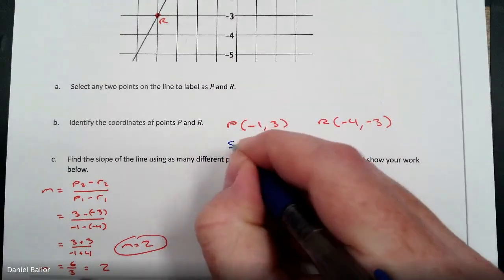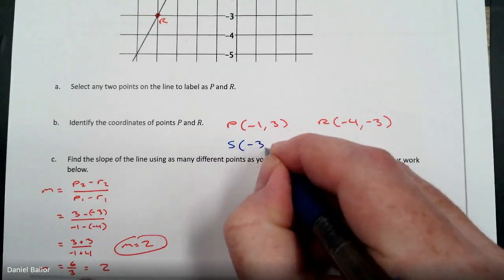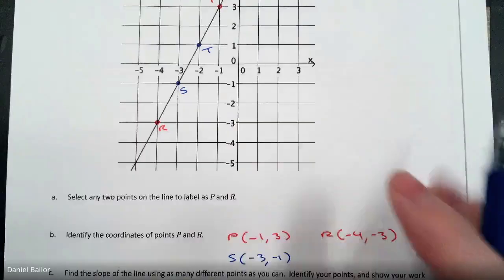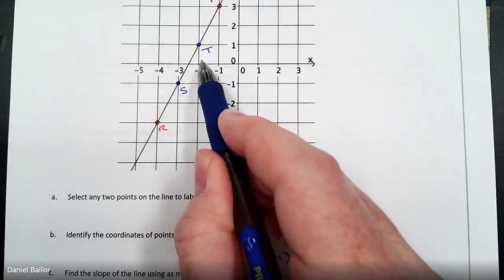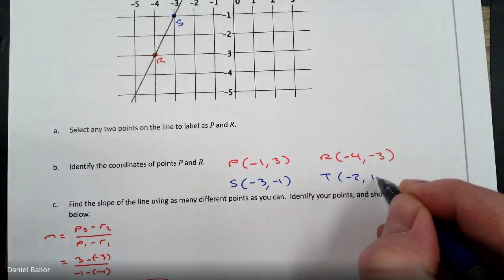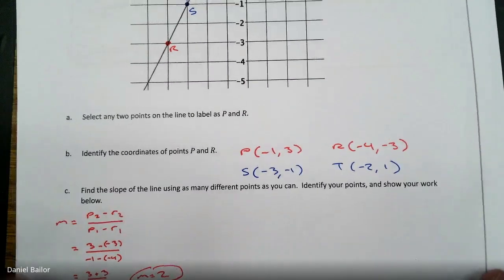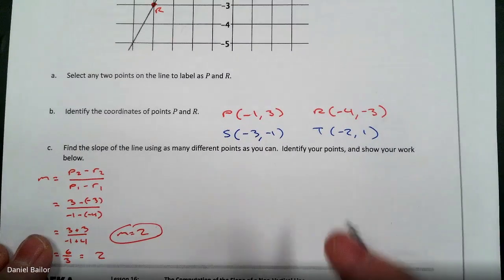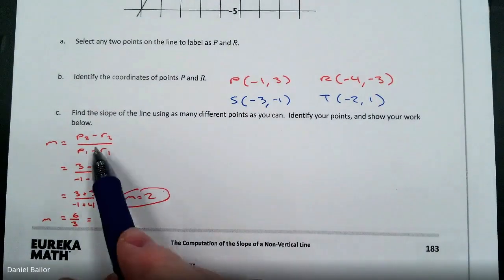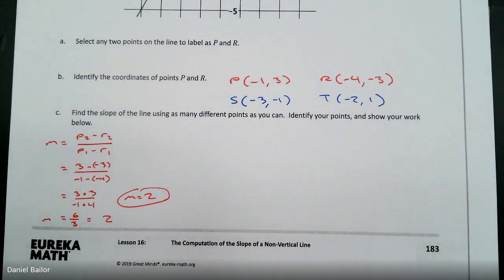For S, we have -3, -1, because that's where S is. T is -2, 1. Now, I'd like you to try this yourself real quick. Pause the video maybe and try solving it yourself. Take a minute, pause the video, use the formula for S and T now. See if you can get the same slope.